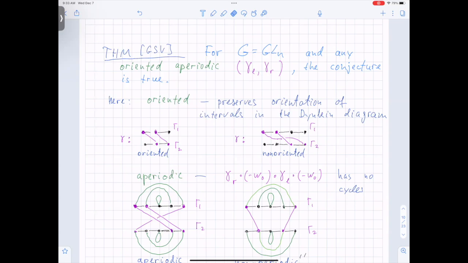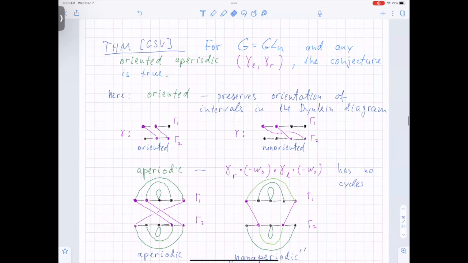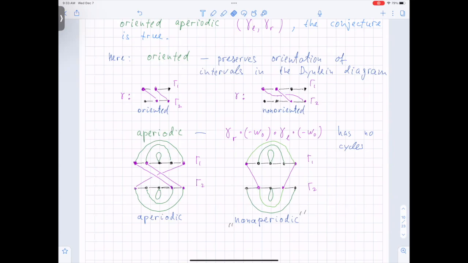What's aperiodic? For aperiodic, I have to add additional decoration to the picture. This is again the set of roots in gamma one, the set of roots in gamma two, the map gamma, and then I draw these arcs. These arcs are nothing but the action on the Dynkin graph of the negative longest element of the Weyl group. If I draw this graph and it has no cycles, then I call it aperiodic. You'll say you should call it acyclic. I should, but there is something else that is called acyclic in cluster theory, so I have to call it aperiodic. And when there is a cycle, unfortunately, I have to call it non-aperiodic. Sorry about that. There is something distinctly different between this picture and this picture.